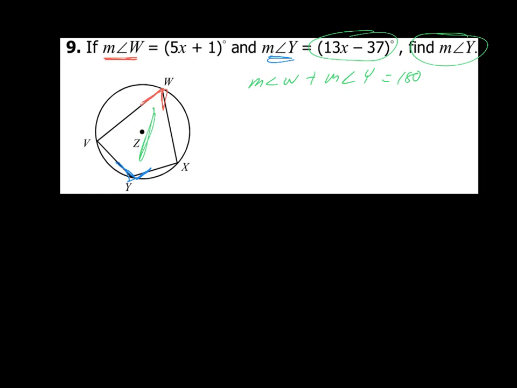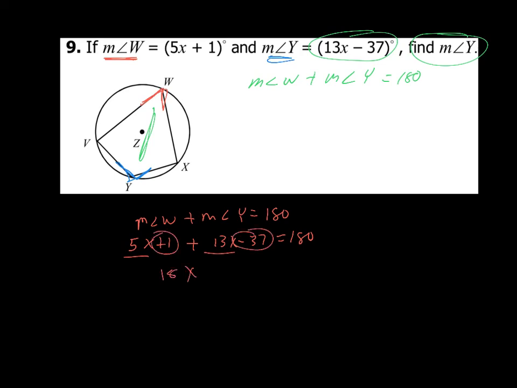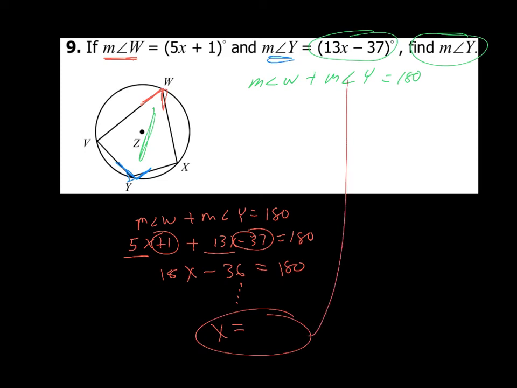So we'll set up a little true and solvable algebra statement. The measure of angle W plus the measure of angle Y is equal to 180. So let's just substitute. W is 5x plus 1. Y is 13x minus 37. That all adds up to be 180. Let's combine like terms. Right? Gives us our 18x. Combine like terms with the 1 and the negative 37. That's minus 36 equals 180. Okay, you solve for x, then take that value of x, substitute it into here, and get yourself the measure of angle Y, and report in.